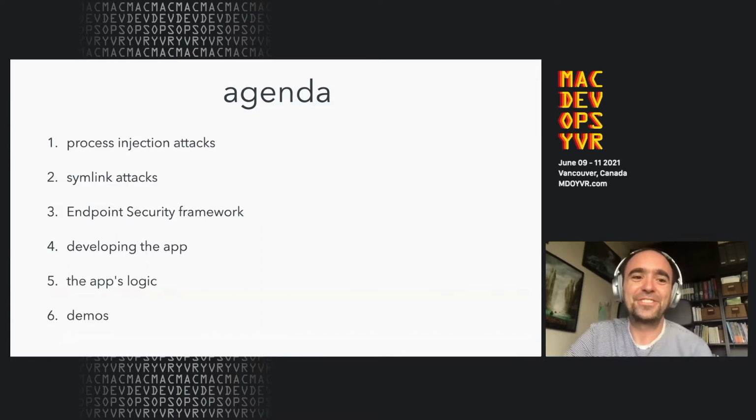It will be a very condensed talk, so I have a lot to cover. I will start by going over process injection and signaling attacks, basically the attacks that drove me to write the application I will talk about. Then I will cover the Endpoint Security framework very briefly. Then I will talk about the application called Shield that I developed to protect against exploits. I will talk about the application's logic, how it works, and finally I will show a demo.